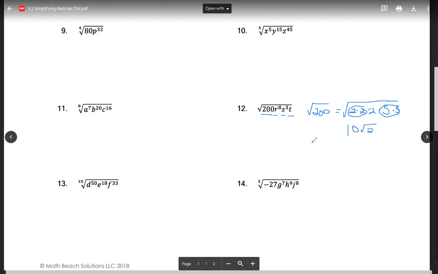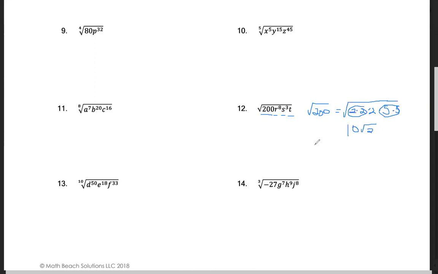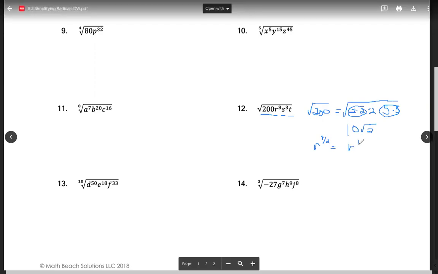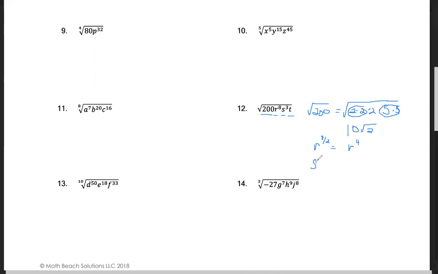Okay, now I take my R8. Okay, and if you guys remember what we did before the COVID break, we would divide R8 divided by 2. That's going to give me R4. And I'll take my S, do the same thing. Now, this is where it kind of becomes new.